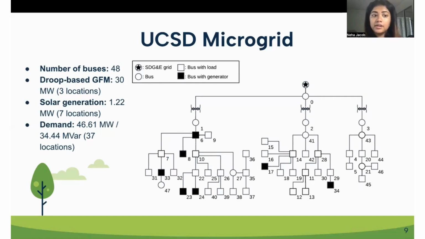And then we have three group-based grid-forming inverters, along with solar generation at 7 locations denoted by the black boxes. And the entire demand of this power grid system is 46.61 megawatts. And this is all connected back to your main power grid of San Diego, denoted by this black star, representing the SDG&E grid.